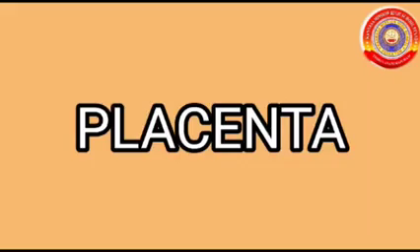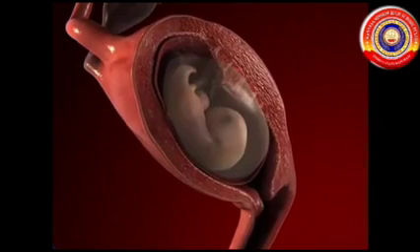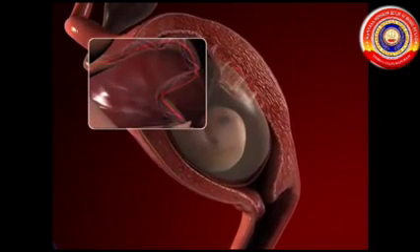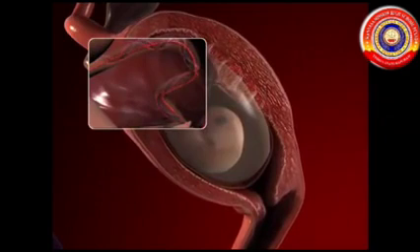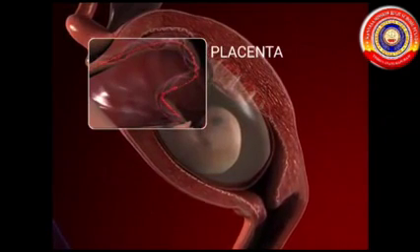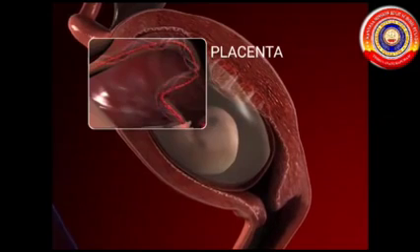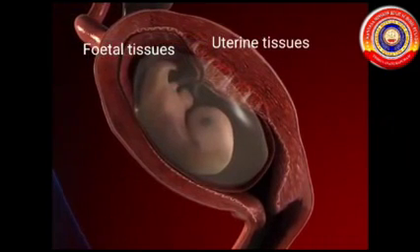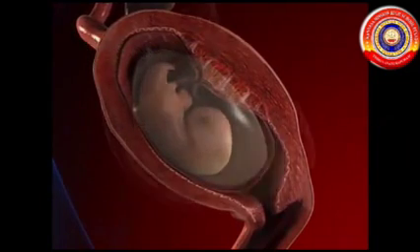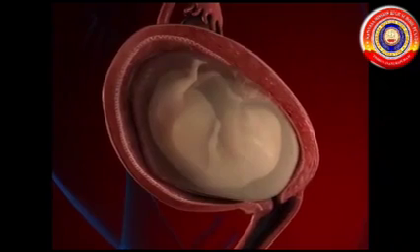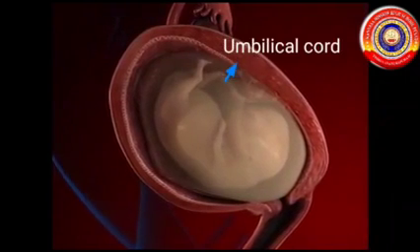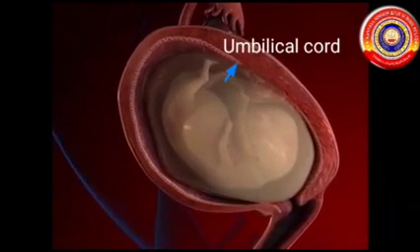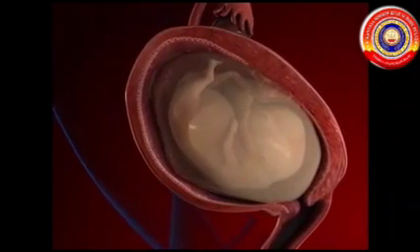Now we will discuss the placenta. Placenta is the part by which the embryo attaches itself to the endometrium and develops. Placenta is composed of fetal tissues and uterine tissues. Oxygen and nutrients reach the fetus through the umbilical cord developed from the placenta.